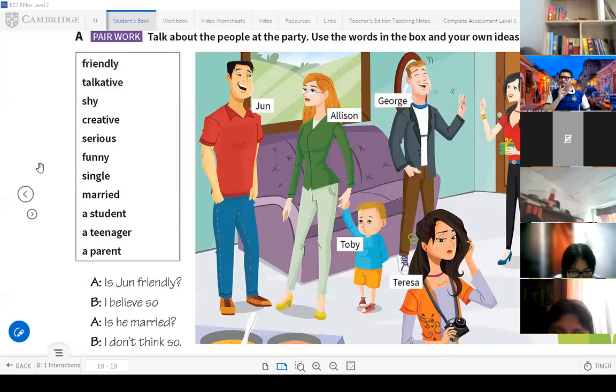Is Chavez Aquino shy? I don't believe so. What do you think? Is Chavez Aquino April shy? What do you think? Okay. I believe so. No, you don't believe so, right? No, I think she's not shy. But yeah, she's kind of serious, right? Yeah, could be.